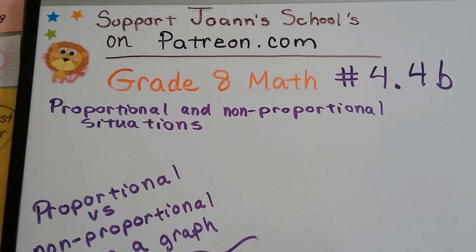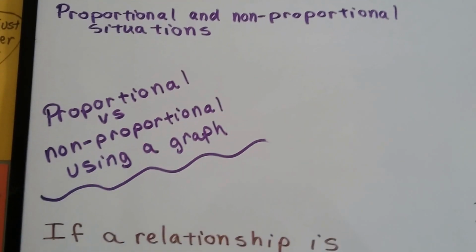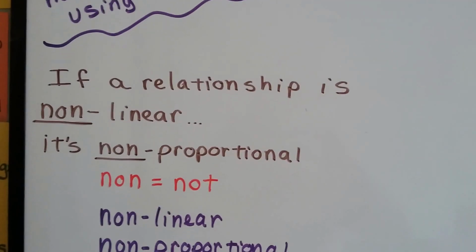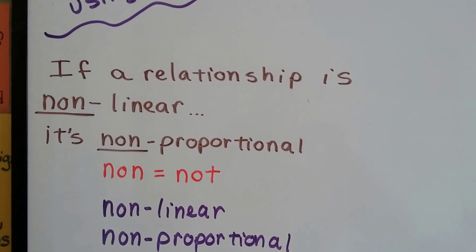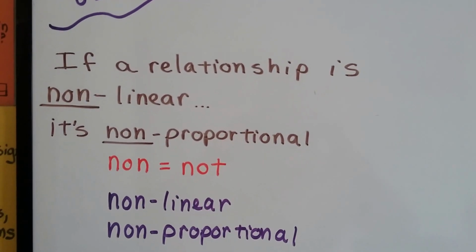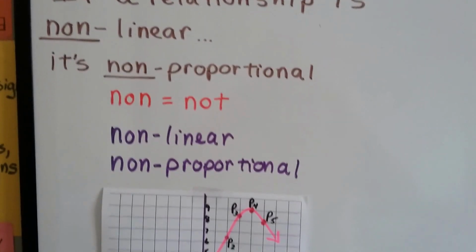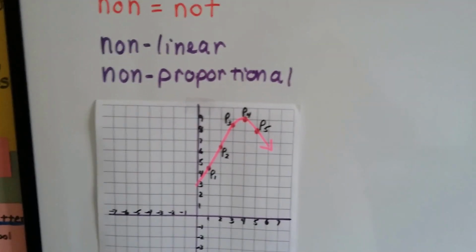Grade 8 Math number 4.4b, proportional versus non-proportional using just a graph. If a relationship is non-linear, it's non-proportional. Non equals not. It means not. So if it's non-linear, it's non-proportional.